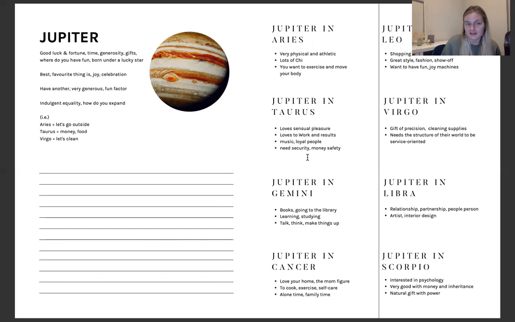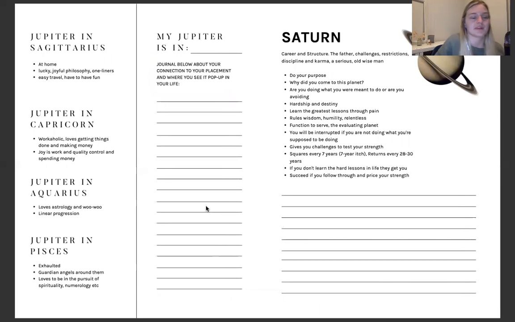I'm going to give you my Jupiter example. I have my chart up there. So my Jupiter is in Aquarius. When I'm studying, when I'm learning something new, there's also, we haven't looked at houses yet, but wherever the planet's placed, there's going to be an influence deeper with the house that it's in. But for me, Jupiter in Aquarius, we can even go see what I wrote about it. Loves astrology and woo-woo, linear progression. But Jupiter in Aquarius, it's air. So it's like, I love to learn.